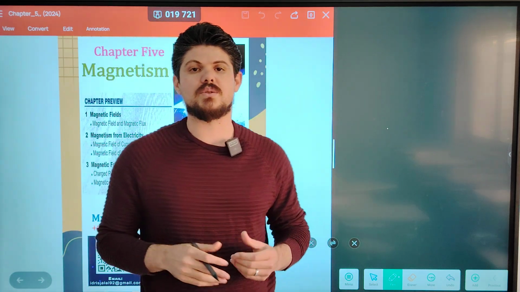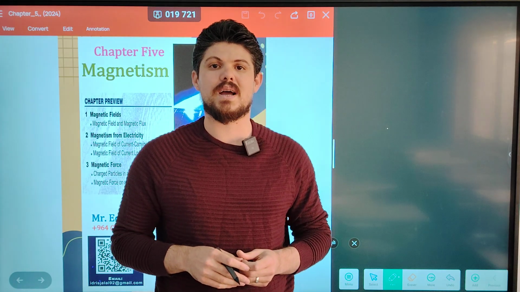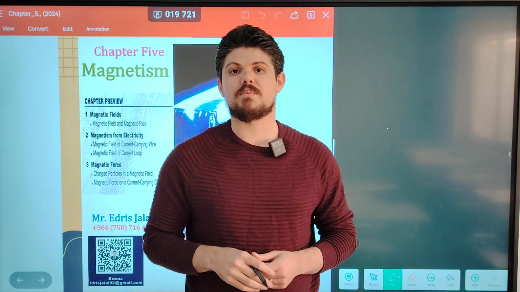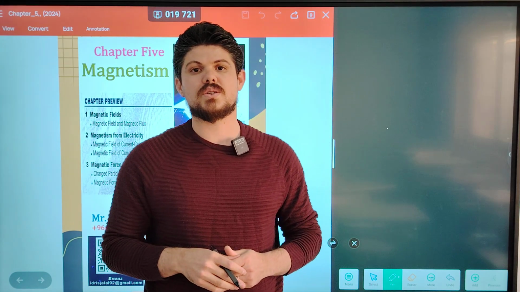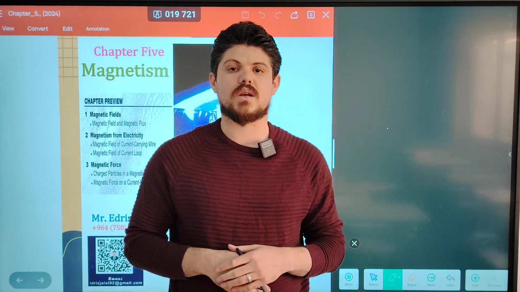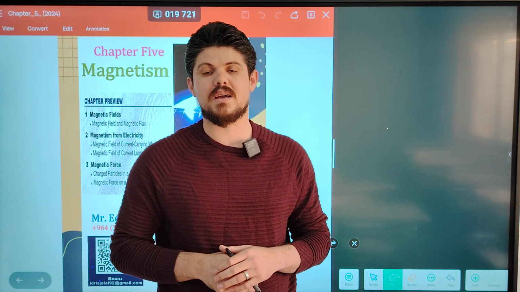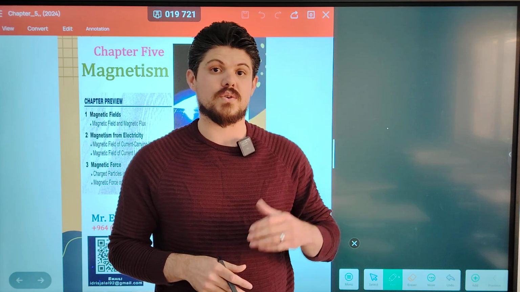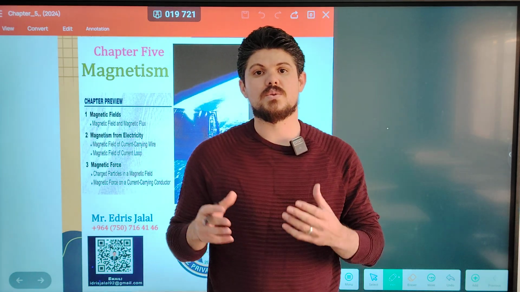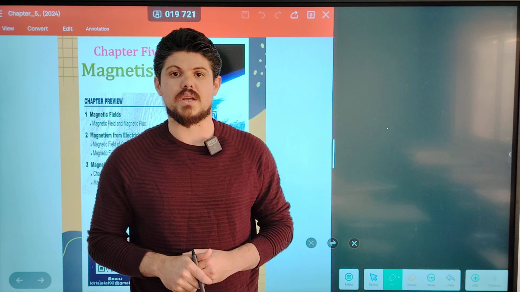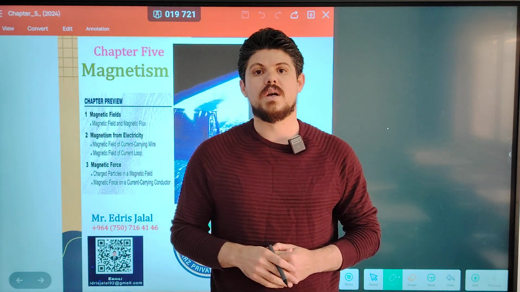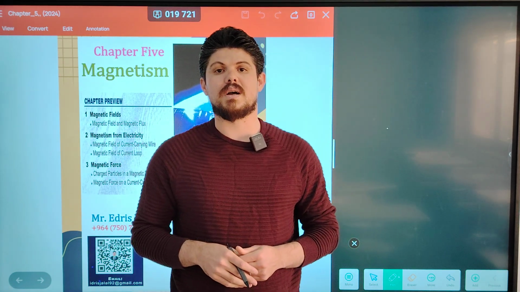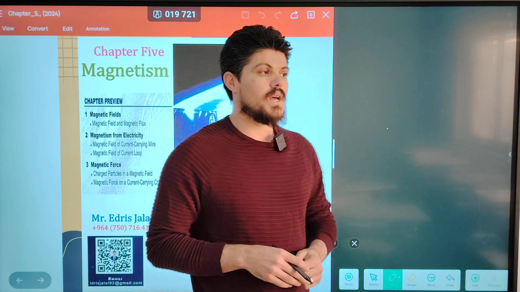Today's lesson, we are diving into the fascinating world of magnetism, one of the fundamental forces of nature that plays a crucial role in our daily life and advanced technologies. Magnetism is all around us, from the Earth's magnetic field to the devices that we use every day. So today we will explore magnetism, the magnetic field and magnetic fluxes.